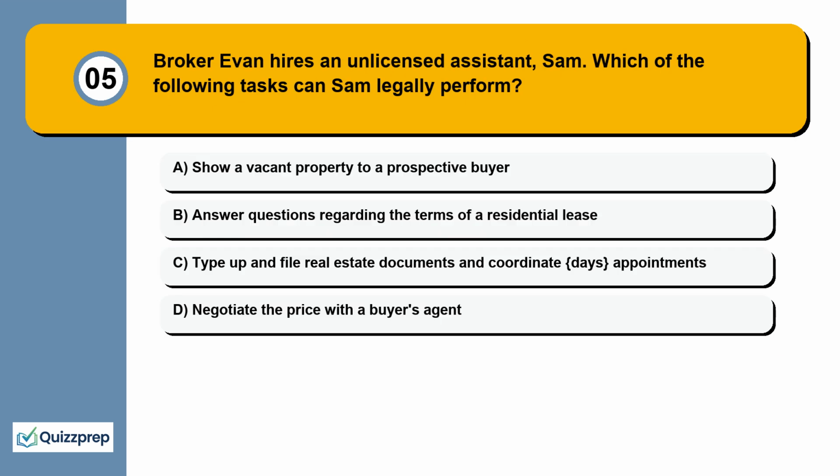Question 5. Broker Evan hires an unlicensed assistant, Sam. Which of the following tasks can Sam legally perform? Show a vacant property to a prospective buyer. Answer questions regarding the terms of a residential lease. Type up and file real estate documents and coordinate appointments. Negotiate the price with a buyer's agent.